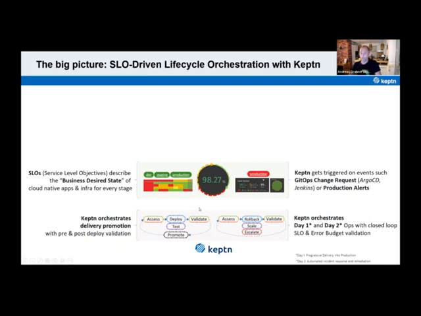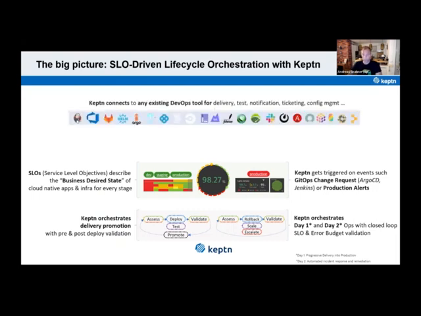The point though is, we're putting SLOs in the middle, we're getting them from the observability platform, and then we can orchestrate a sequence of tasks that are triggered by events, like a new deployment is available or a problem in production. Most important, and this is a mistake that I made in the very beginning when I talked about Keptn: Keptn itself does not deploy. Keptn itself does not test. Keptn itself does not monitor.